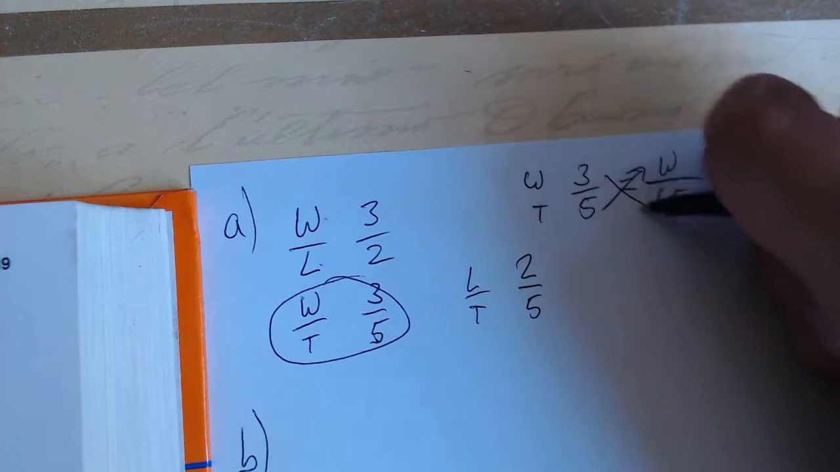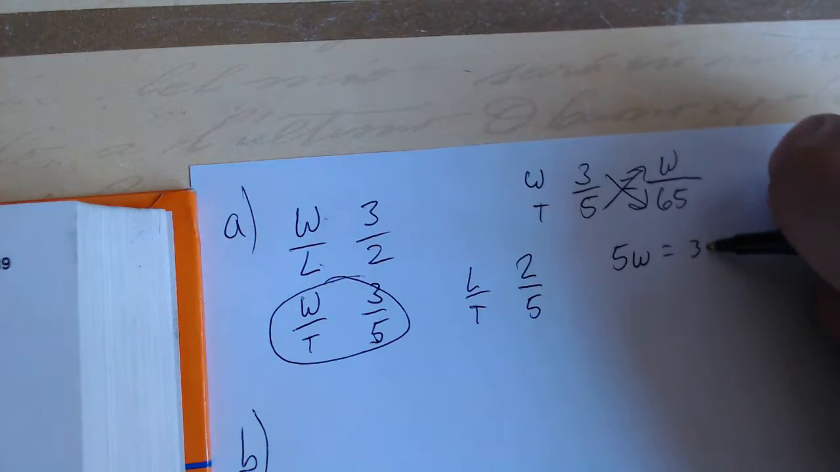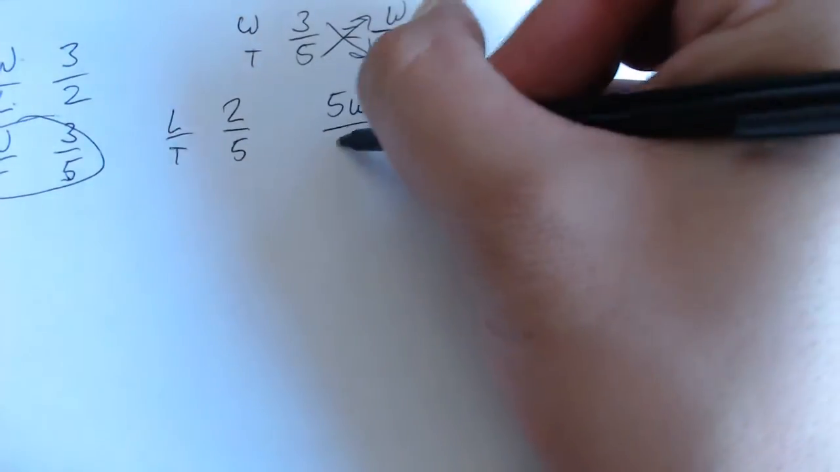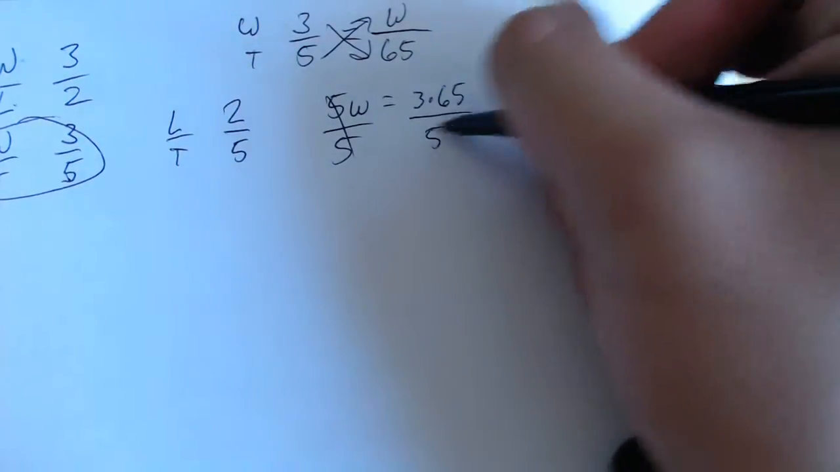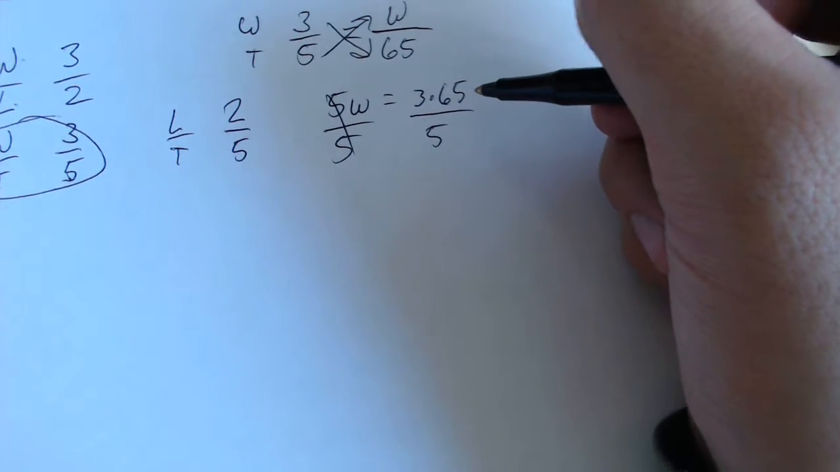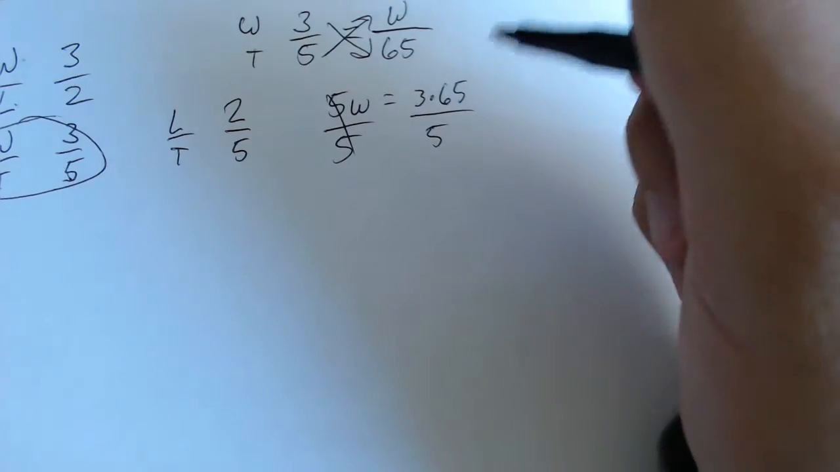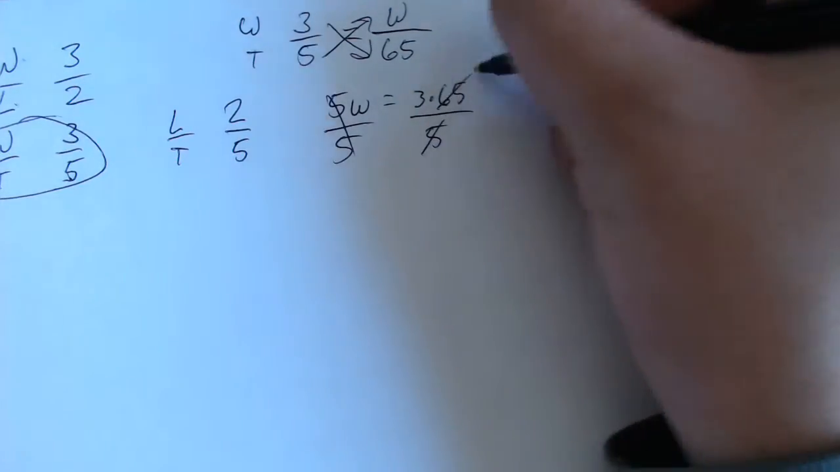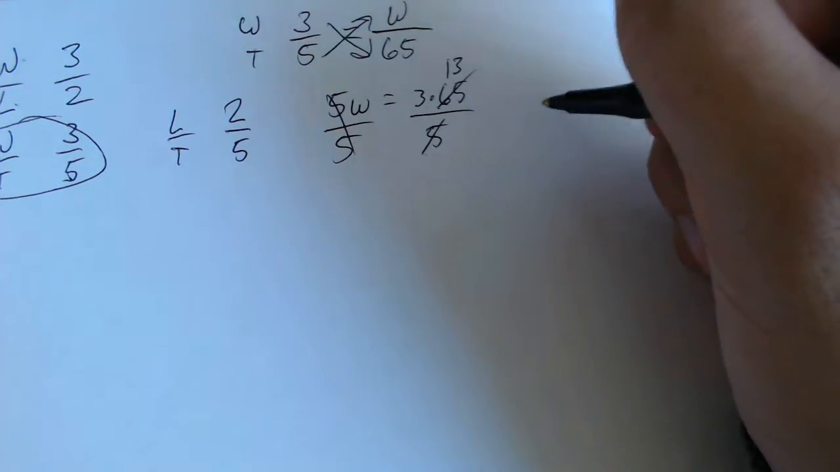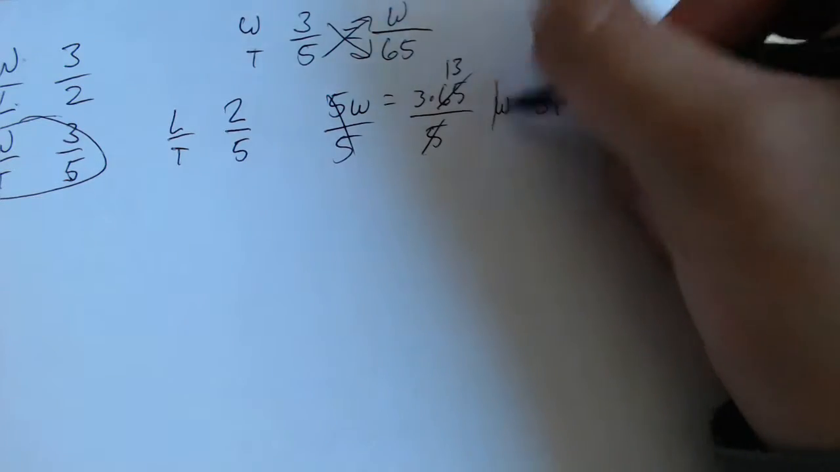From here, we cross multiply. We get 5W equals 3 times 65. I'll divide by 5. And I see that 65 can be divided by 5. Now, if I remember my multiplication tables, I know that 5 times 12 equals 60. So 5 must go into 65 13 times. So 3 times 13 gives me 39. So our answer is 39 wins.